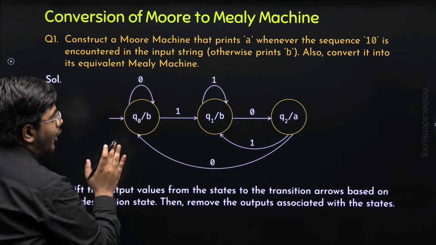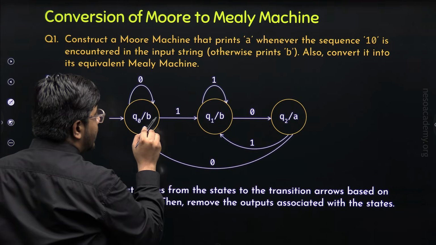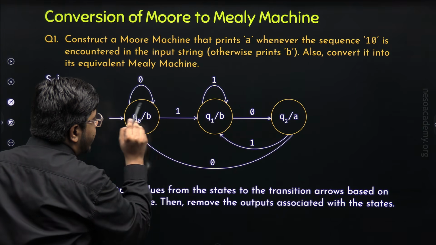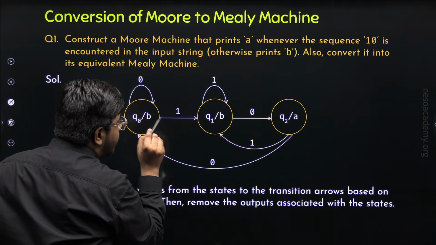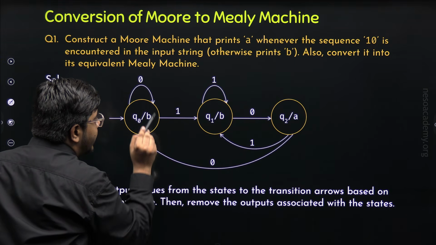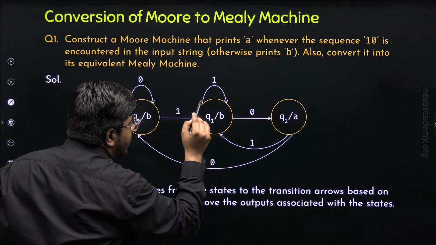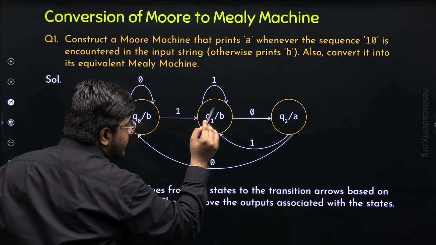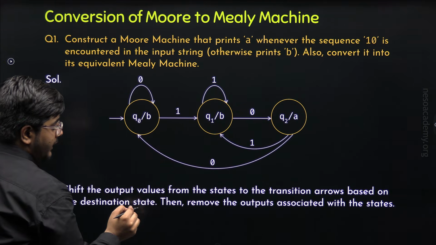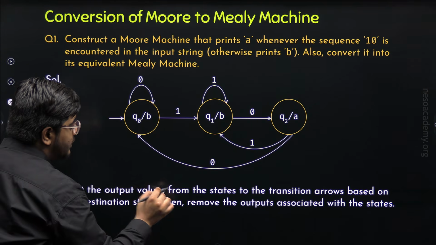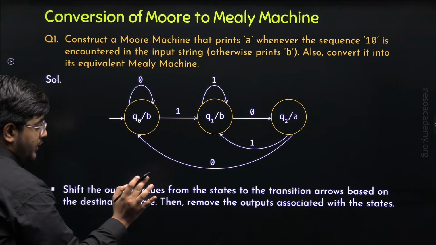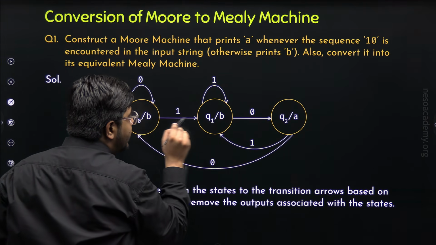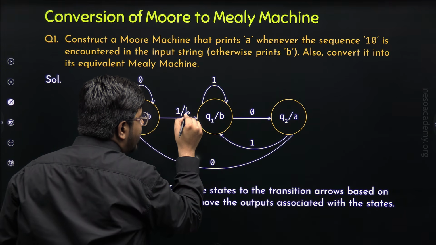Let's see how to shift the output values. Consider this particular transition. For this transition, this is the source state and this is the destination state, because this transition is emerging from this state and coming towards this state. That is why this state is the source state and this state is the destination state. And according to the statement, we need to shift the output values based on the destination state, which means the destination state has the output symbol B. That is why for this transition, the output symbol will be B.